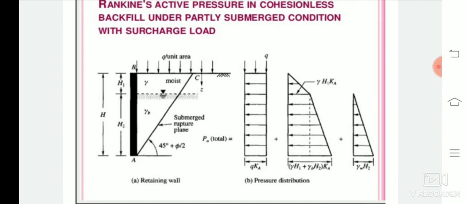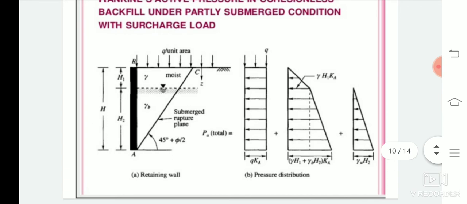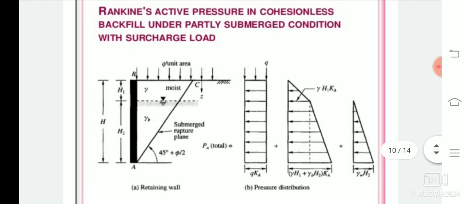For the active earth pressure case in partially submerged soil, it will be gamma into H1 plus gamma_b into H2 into Ka, where gamma and gamma_b are respectively the moist unit weight and the submerged unit weight of the soil or the backfill, along with the unit weight of water multiplied by the height of the retaining wall up to which the water is being retained. So by summation of these three terms we will get the active earth pressure value in this case.